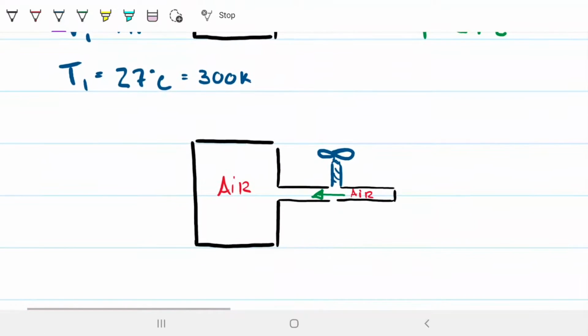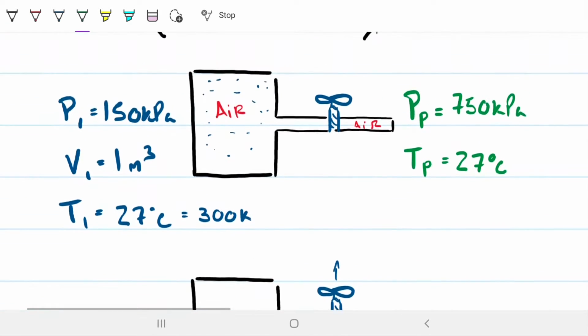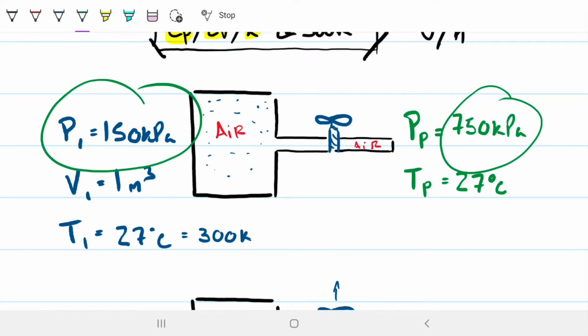When I open it up, I know that air is going to flow from the pipe into the tank. How do I know that? Because I know that the pressure in the pipe is greater than the pressure in the tank, pressure 1, right? We have 750 here, and we have 150 over here.